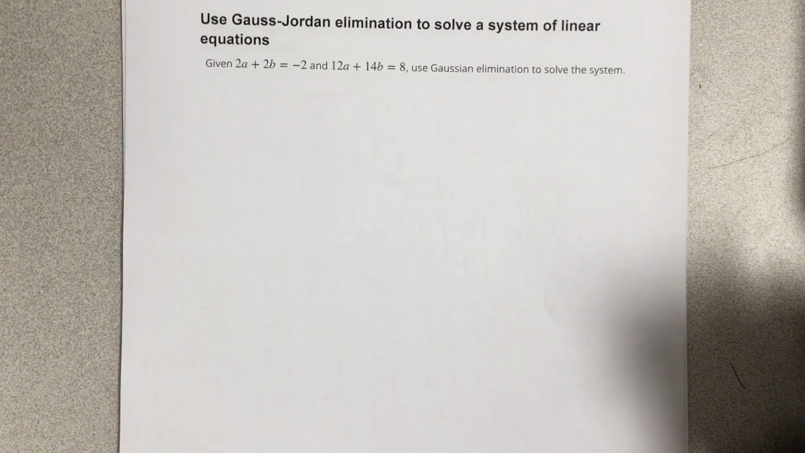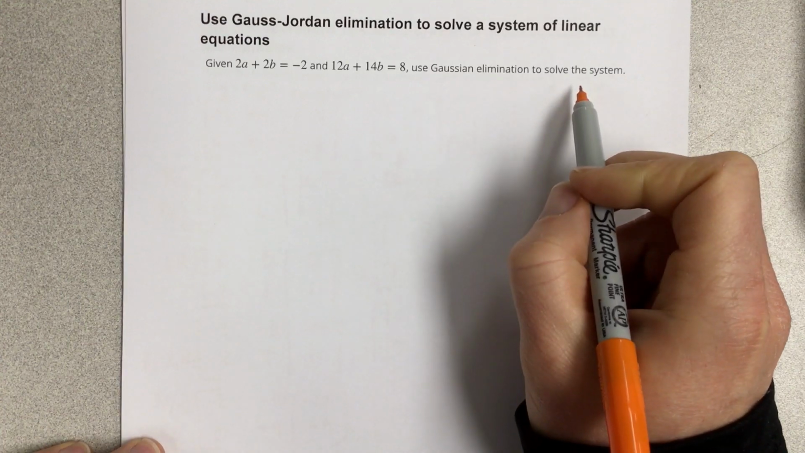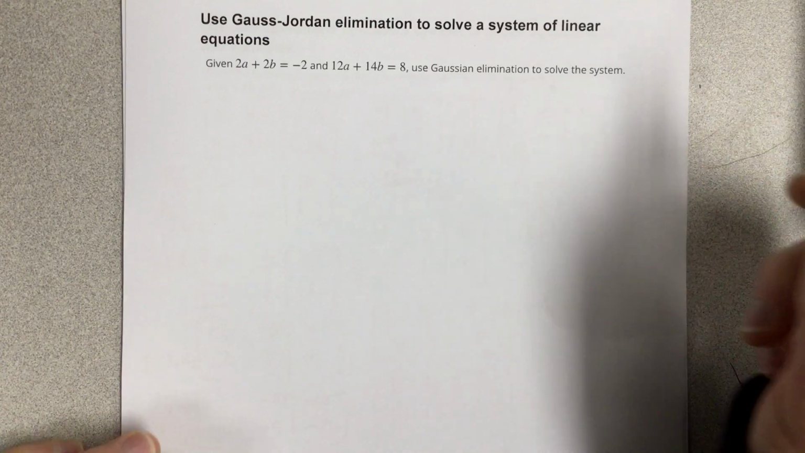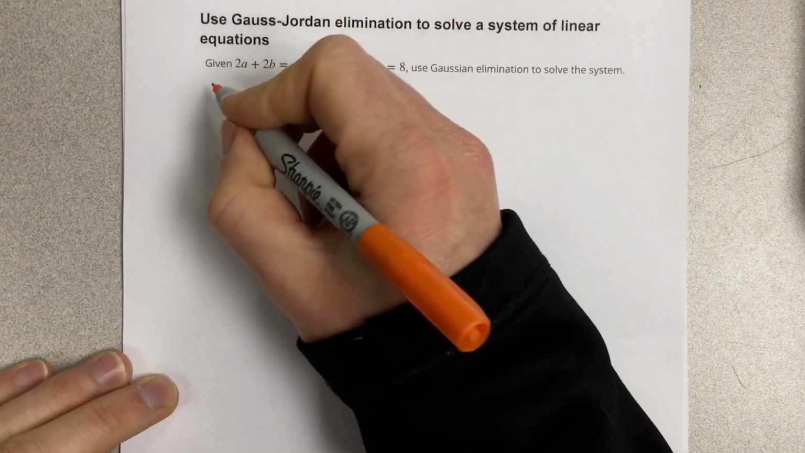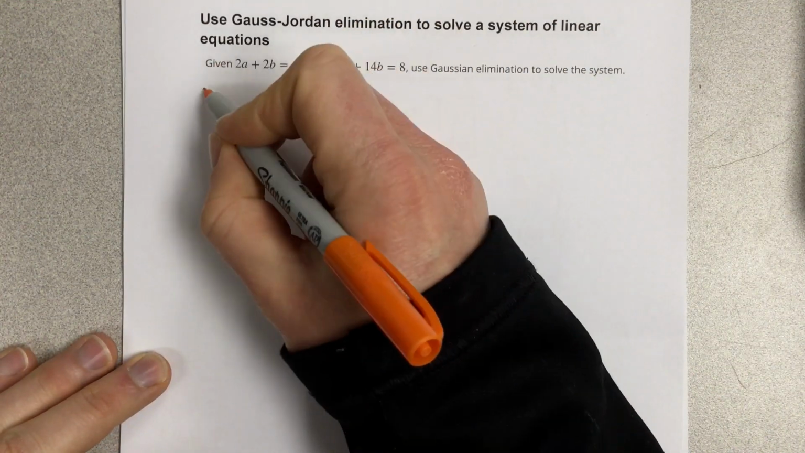In this video, we're going to use Gauss-Jordan elimination to solve a system of linear equations. It says given 2a plus 2b equal -2 and 12a plus 14b equal 8, use Gaussian elimination to solve the system. So we want to first write this as an augmented matrix. We got a and b in here.